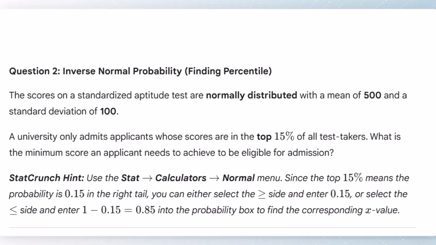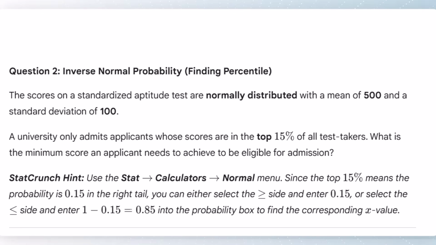Another question. The scores on a standardized aptitude test are normally distributed with a mean of 500 and a standard deviation of 100. A university only wants to admit applicants whose scores are in the top 15% of all test takers. What is the minimum score an applicant needs to achieve in order to be eligible for admission? So he gives you the mean, which is 500, standard deviation was 100, and he wants what score one should get in order to be considered a top 15%.